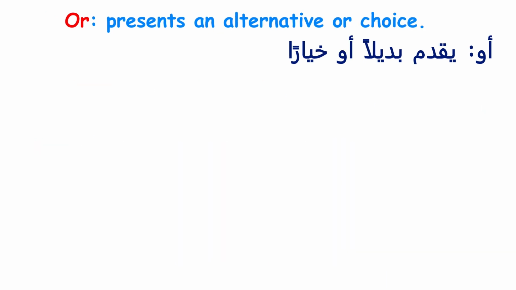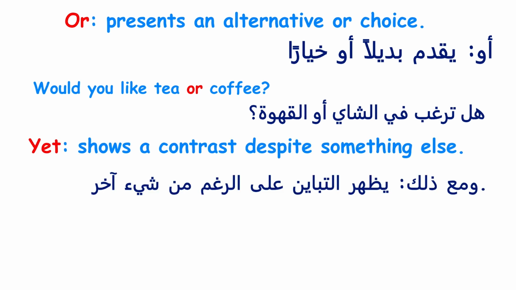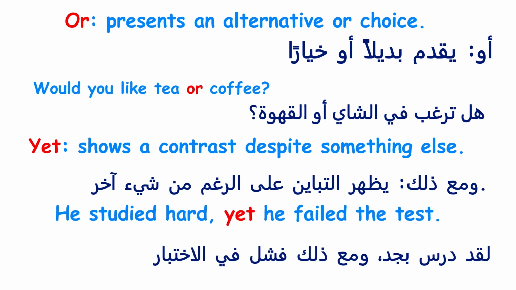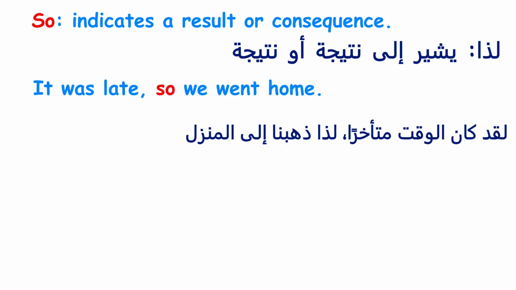Or presents an alternative or choice. Example, would you like tea or coffee? Yet shows a contrast despite something else. Example, he studied hard, yet he failed the test. So indicates a result or consequence. Example, it was late, so we went home.